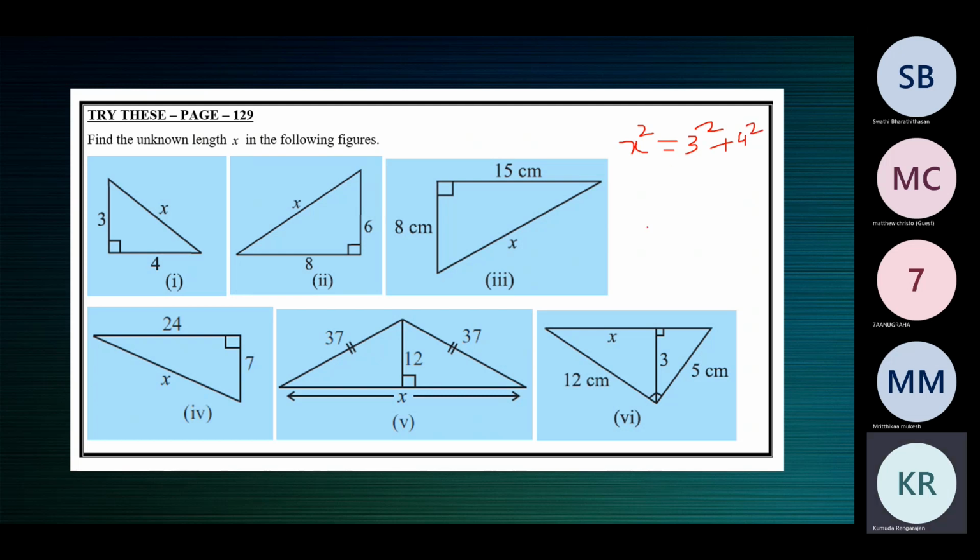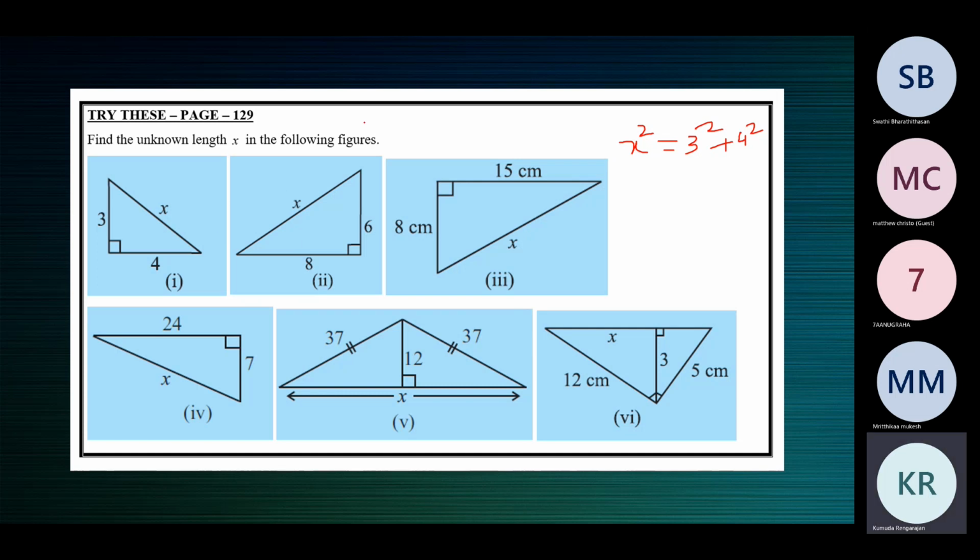X square is equal to 3 square plus 4 square, because it's a right triangle. Opposite of the right angle, we have x. That's the hypotenuse. Write that separately, square it and write it separately. First step, it's a right triangle, so we can use the Pythagoras theorem.